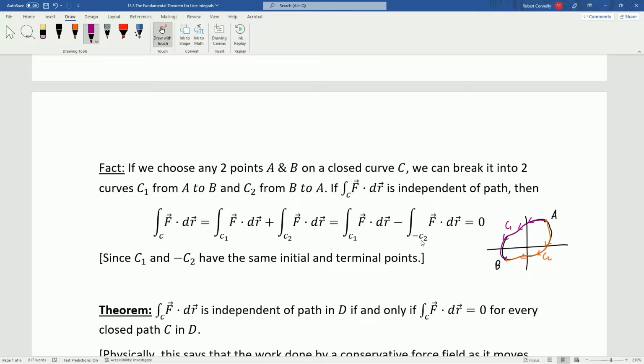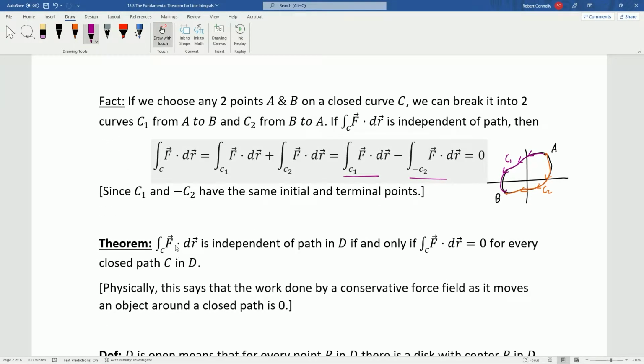But if we reverse that path, we're evaluating from B to A. And so that fundamental theorem of calculus is going to give us the exact same value for these two integrals, except we're subtracting them, so they'll cancel out and give us 0. So again, that's just because C1 and negative C2 have the same initial and terminal points.